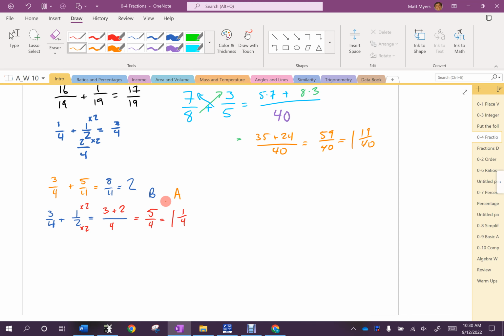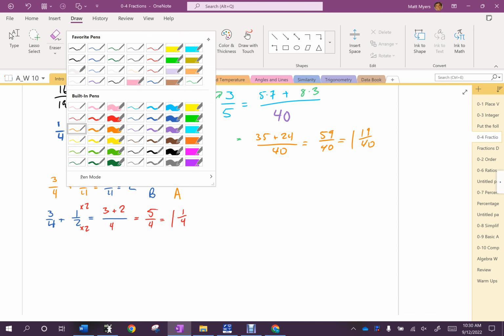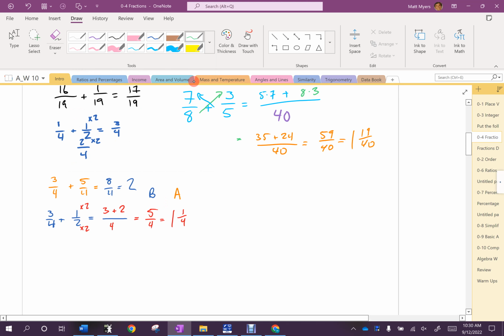Everybody good? All right. Let's try a slightly more difficult one. I'll let you choose the color. Green, boring, but okay.